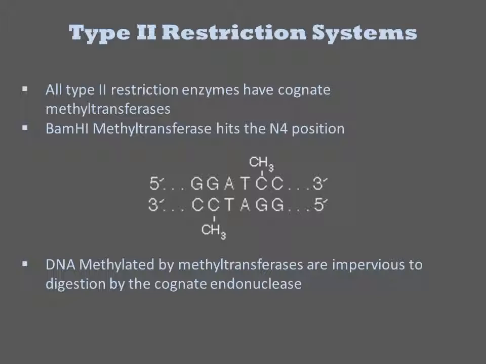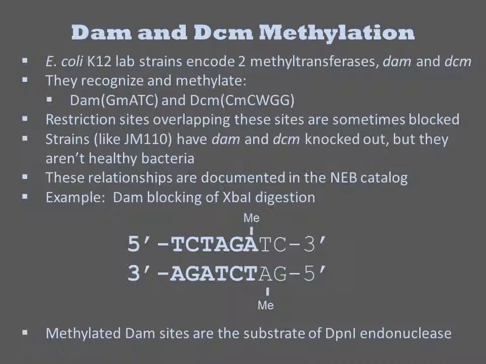For example, BamHI methyltransferase modifies the fourth C in the BamHI restriction site. Upon methylation, the activity of the cognate endonuclease is blocked at that site. Dam and Dcm methylation frequently block restriction endonucleases.